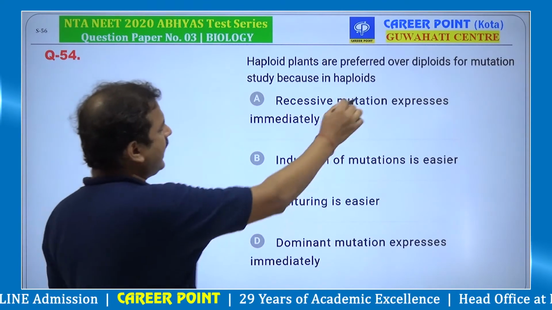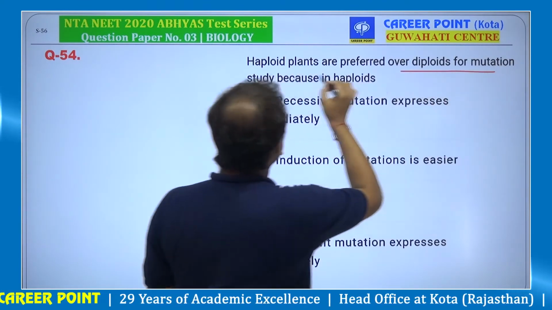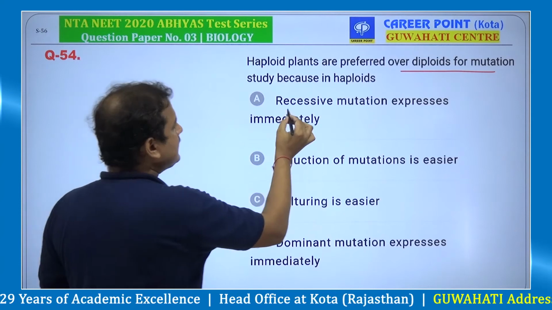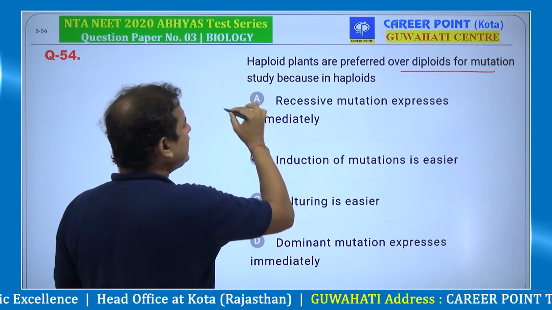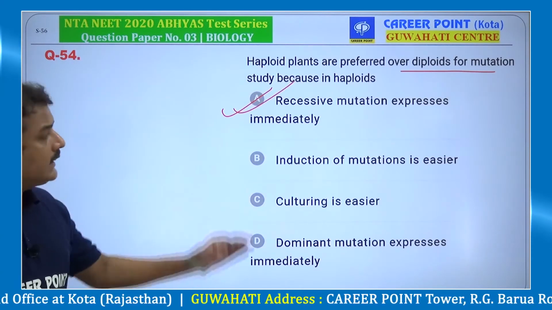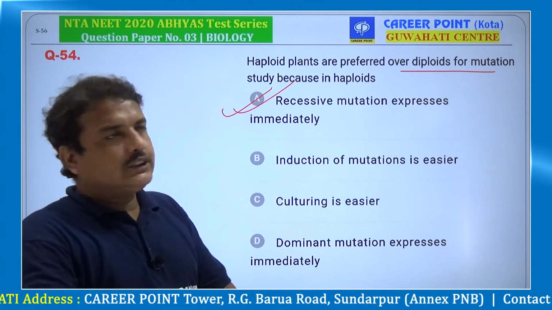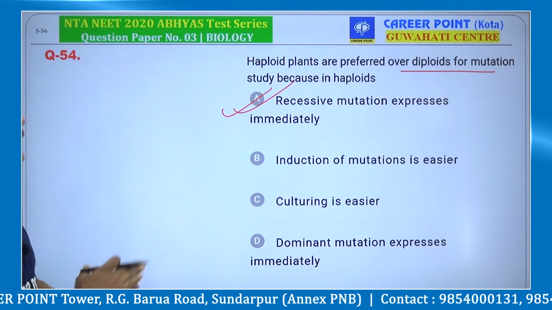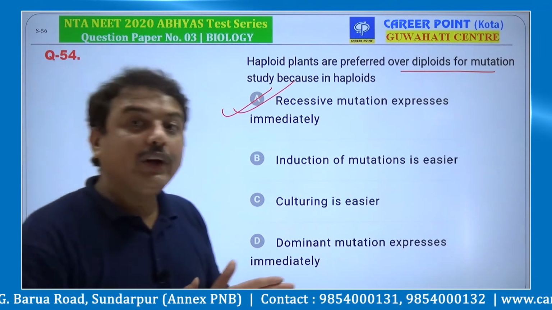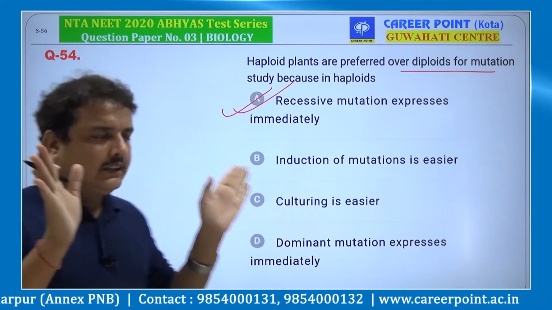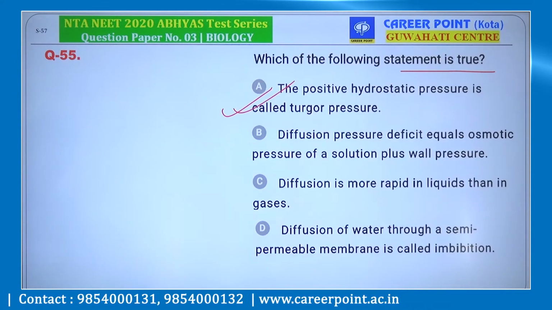Next question. Haploid plants are preferred over diploid for mutation study because recessive mutation is expressed immediately. That is the answer. As recessive mutation is expressed immediately, that is why, to study mutation, haploid cell is always preferred. Okay.